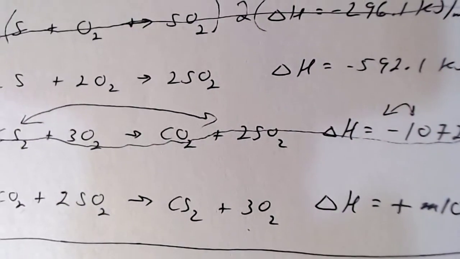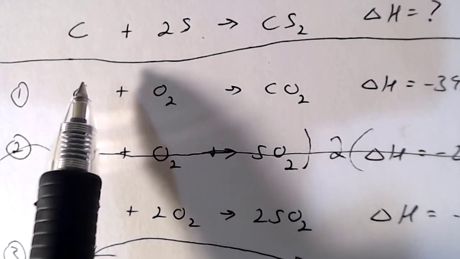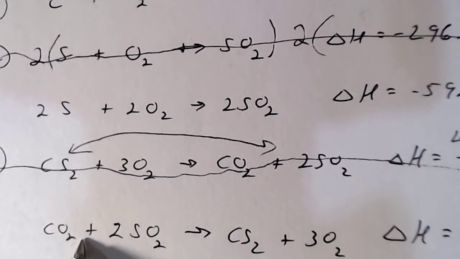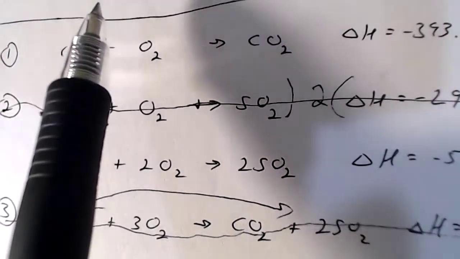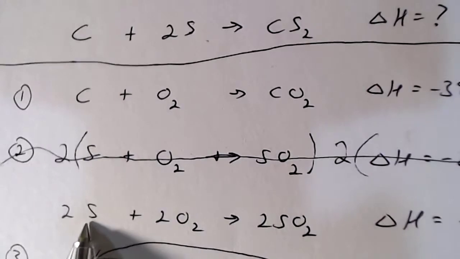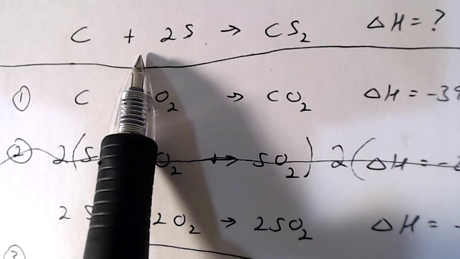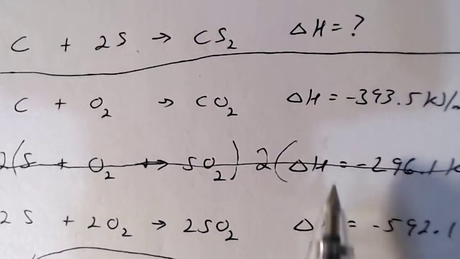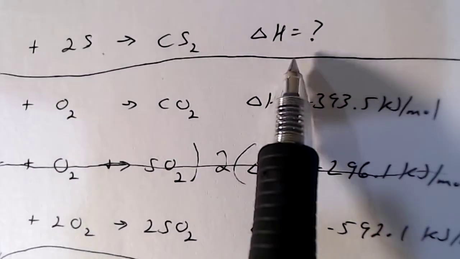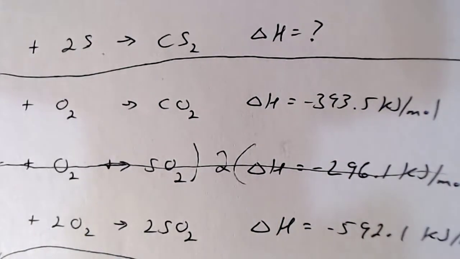Okay. So we want to now confirm that having made these changes, adding up the new versions of the equations will add up to the equation that we're looking for. If this version and this version do add up and give us this, then we can add up the delta H's of these newer reactions and get the delta H of the desired reaction. So let's check if the reactions add up.